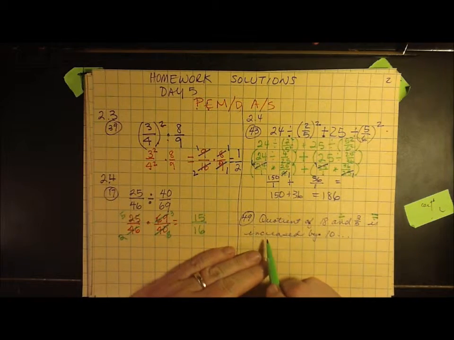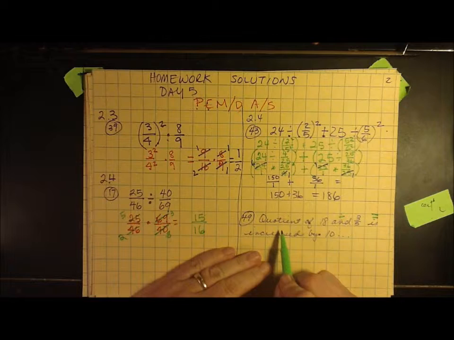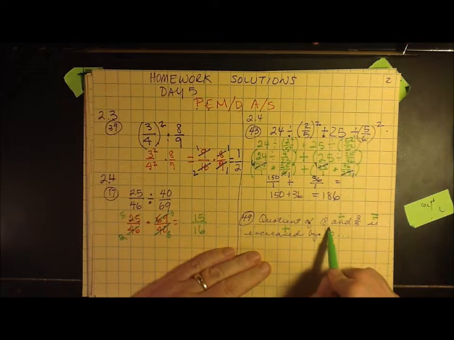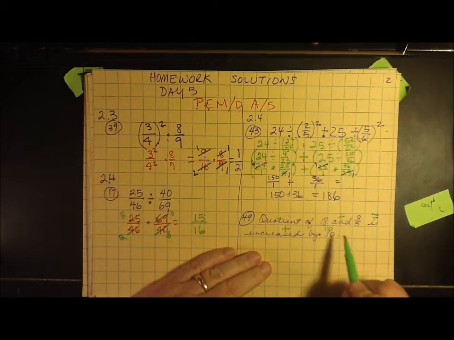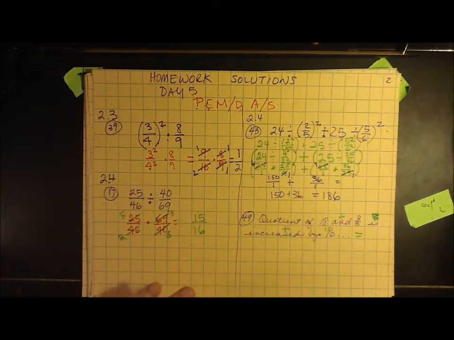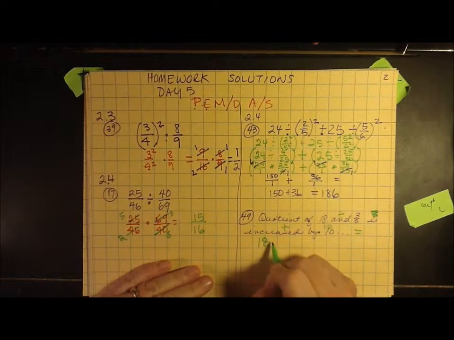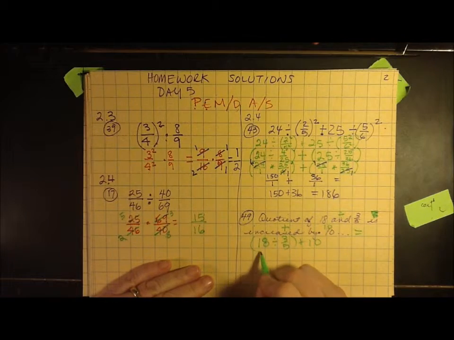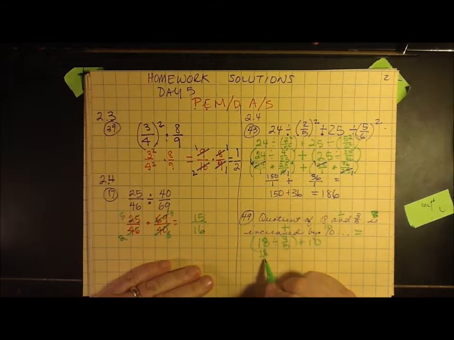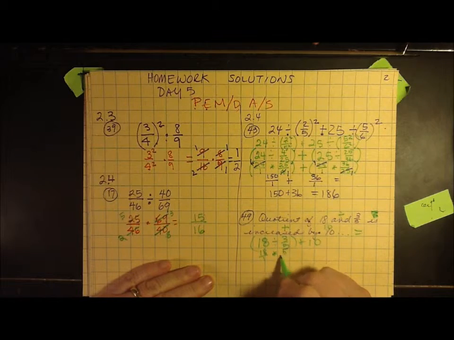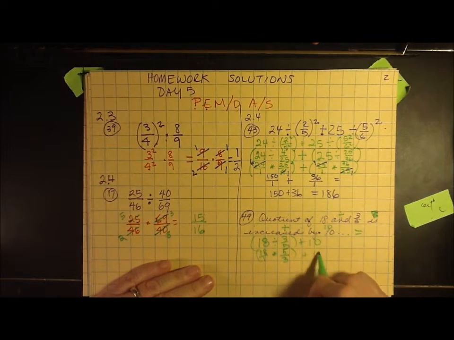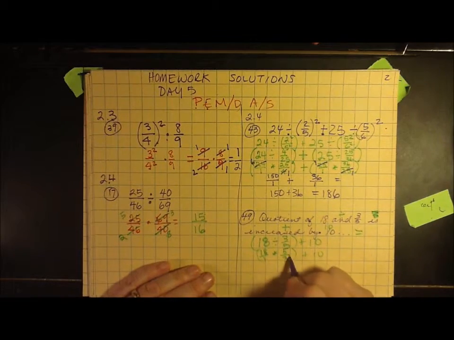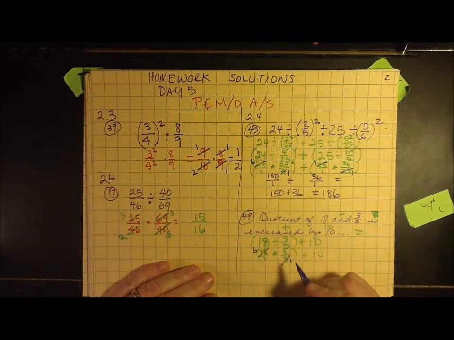And then they're saying is increased by 10, plus 10. So this divided by this plus 10 equals. Okay, so 18 divided by 3/5 plus 10. 18 over 1, I'm going to keep that. I'm going to change that and flip this, plus 10. Let's do some canceling. 3 goes into that once, 3 goes into that 6 times. 6 times 5 is 30 over 1 plus 10 equals 40.